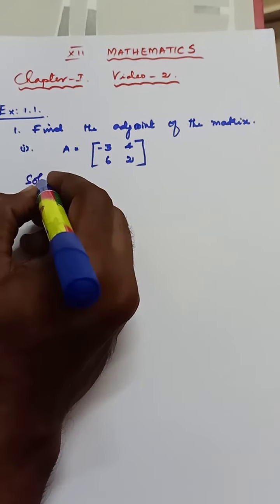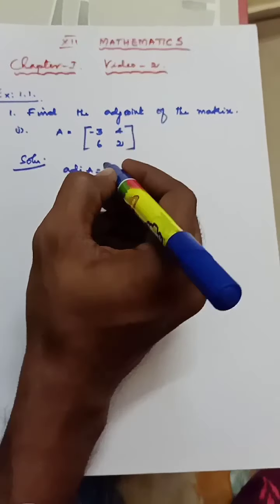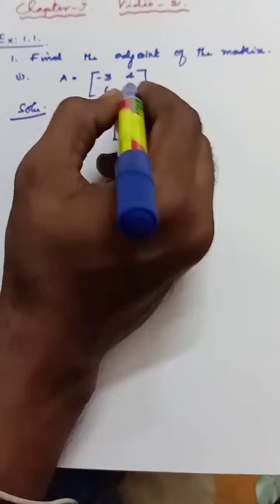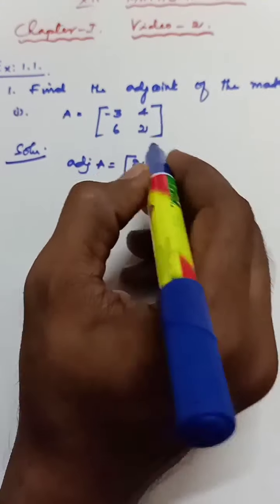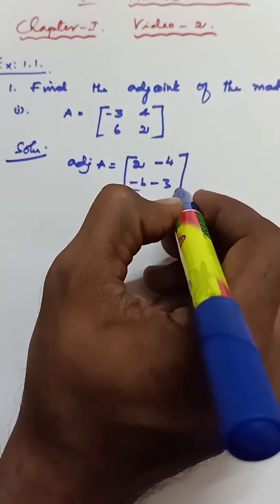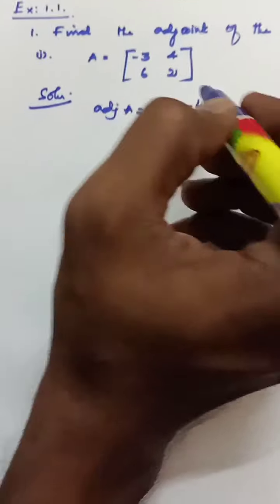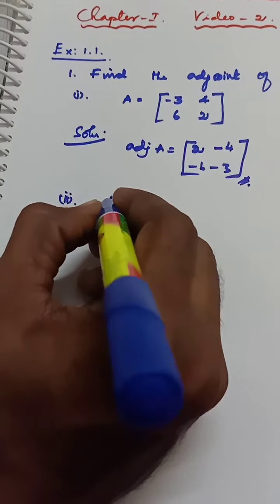Your answer: the adjoint of A is nothing but interchanging the diagonal elements 2 and -3, and for these two numbers you have to change the sign, -4 and -6. This is a 1 mark question. Okay, that's it. And number 2, a 3 by 3 matrix.